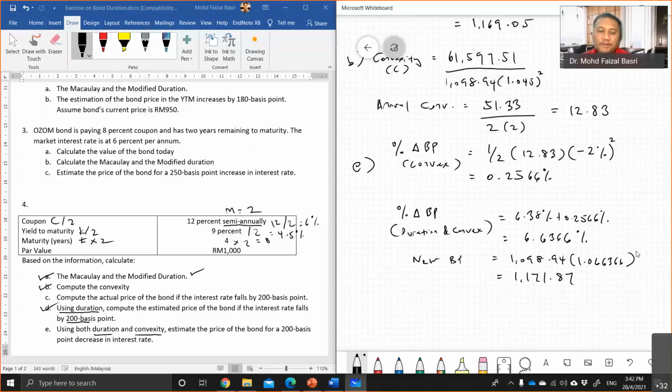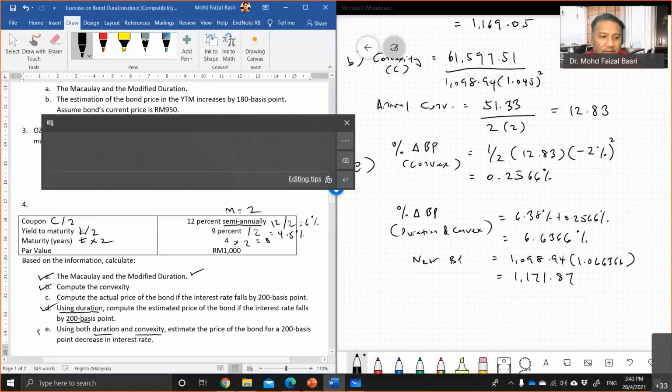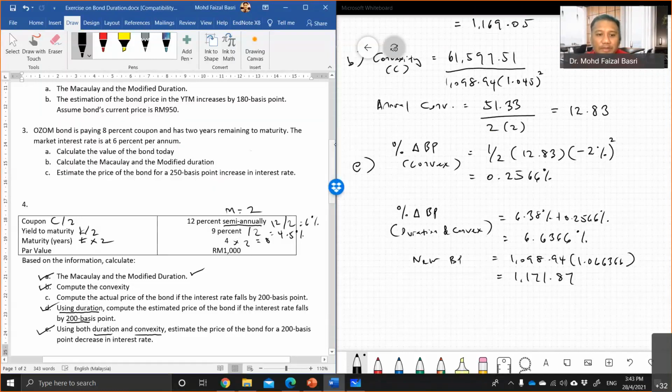Okay, is that alright? This is for convexity. Like I said, convexity is just an extension, so we have to combine it with the duration before we find the new price. So technically we've done E, and we're left with C. C: compute the actual price. Based on this question, the actual price is based on the calculation of VB. We need to calculate based on VB.